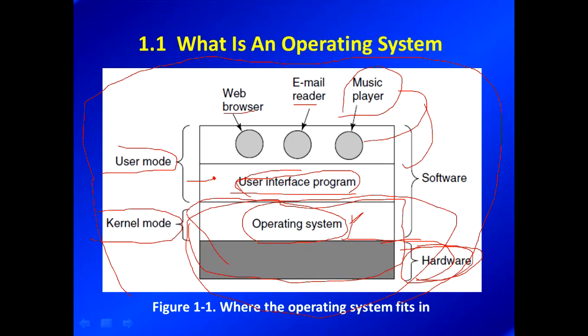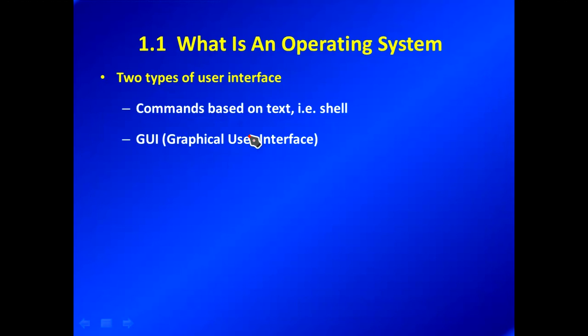I just said when the program needs to use the hardware to finish some jobs, it has to send the request to the operating system through the user interface program. You can't just let the application program interact directly with the operating system. There is one more layer between the application programs and the operating system. You need to use the user interface program to tell the operating system what to do.